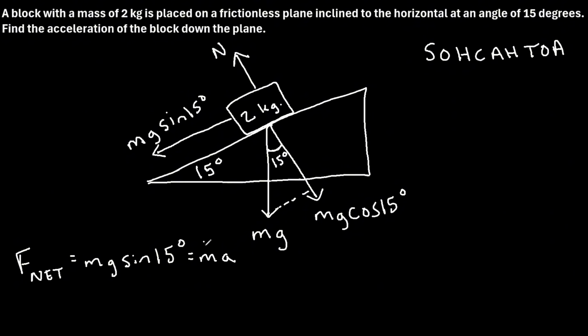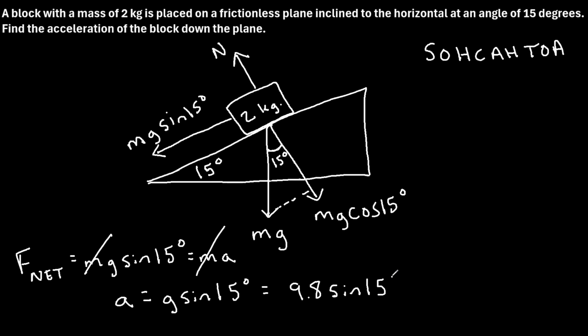So what we'll notice is that there's an m on each side, so these m's cancel out. We're left with a, let's write it on the left-hand side, a is equal to g times the sine of 15 degrees. Now g, that's the magnitude of gravity, which is just 9.8. So we get 9.8 times the sine of 15 degrees. And if you punch this into a calculator and make sure your calculator is in degree mode, that comes out to about 2.54. And we're talking about acceleration, so we'll say meters per second squared is our units.